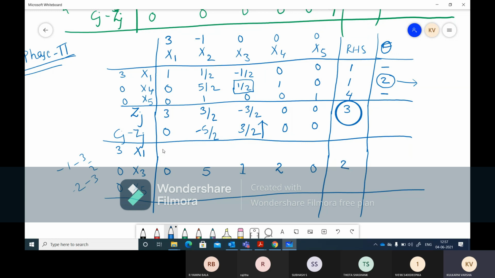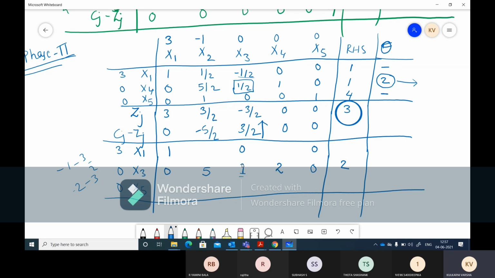So now go for x1, right? So for this x1, x1 should be 1. x1, x3 should be 0. x1, x5 should be 0. Right? We should get this value. So concentrate where we want a 0. We want 0 over here. So what we need to do? We have to take old x1. Old x1 is here. Minus half is there. 1 is there.